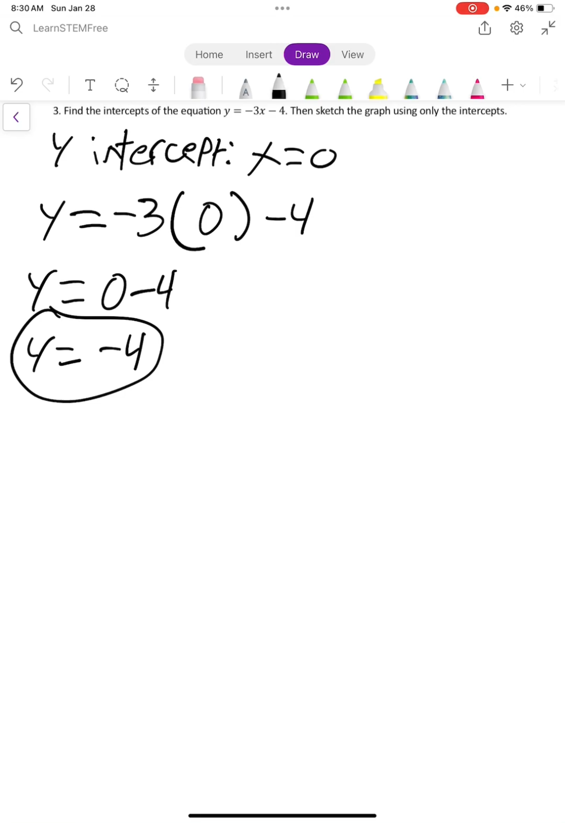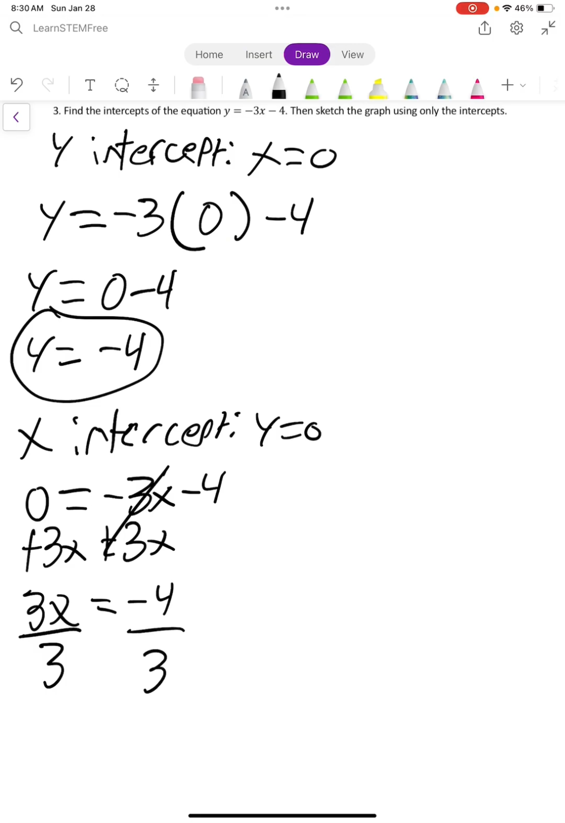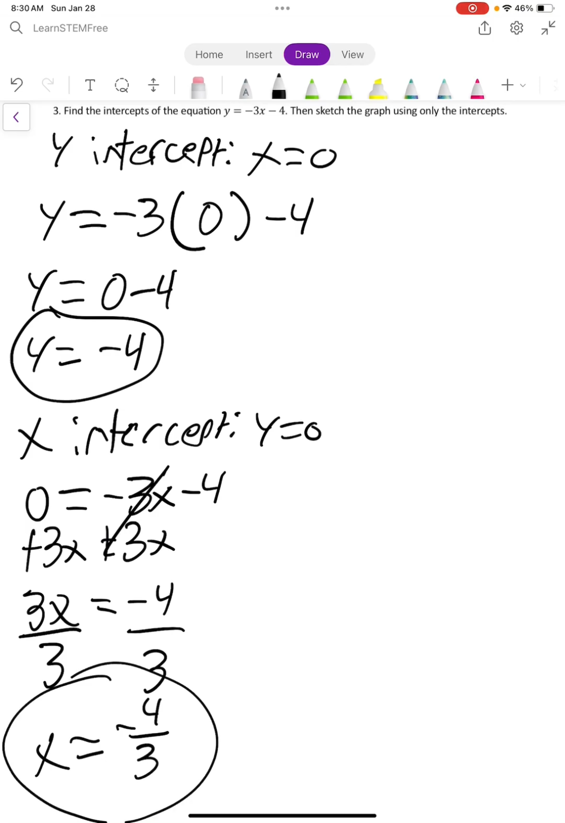And then for our x-intercept, if we want to find that x-intercept, we just have to set y equal to 0. So when we do that, we have 0, which we substitute in for y, and then we have negative 3x minus 4. So then we can just move that 3x, add both sides by 3x. This is going to be 0, this is going to be 3x, and it's going to be 3x equals negative 4, and then we have to divide both sides by 3 so we can get x by itself. So we're going to get x is equal to negative 4 over 3. So that is going to be your x and y intercepts.